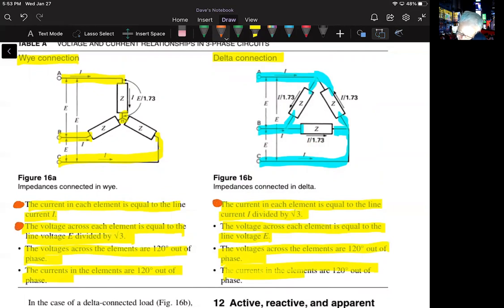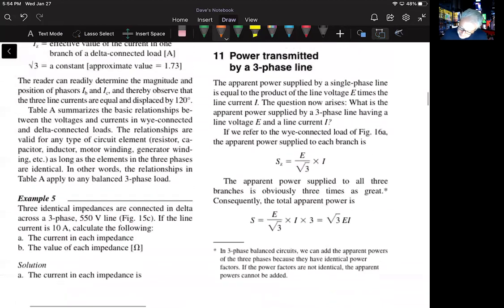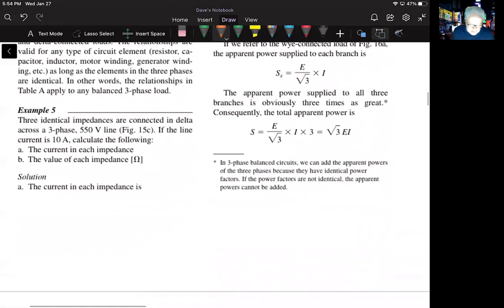The current in a Y connection is the line current. The current in a delta connection is the line current divided by the square root of 3. The voltage in a Y connection is equal to the line voltage divided by the square root of 3. The voltage in a delta connection is equal to the line voltage. Am I done with that? Yes, I think we are done. We finished it. Everything looks good. Going back here, did I forget anything? I think that gets us covered for 8-10.